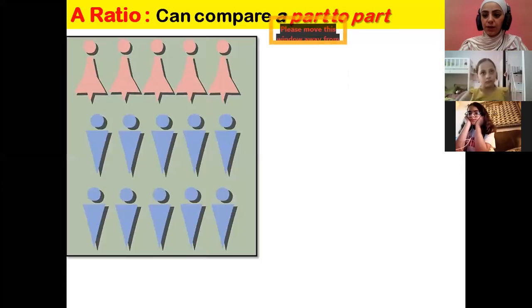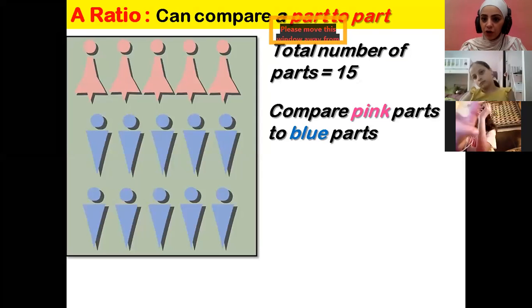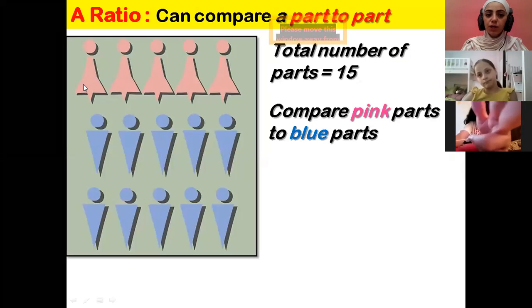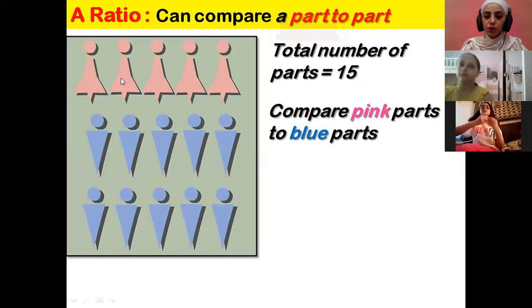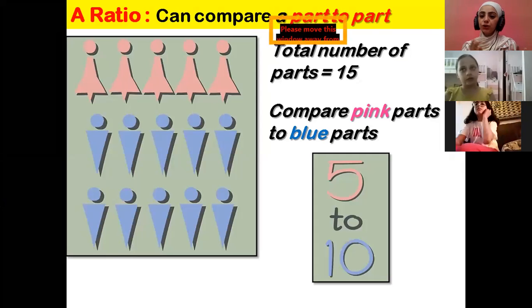Now, look at this graph. We have different shapes, pink and blue. The total number of the parts here is 15 altogether. The pink and blue altogether is 15. Compare pink parts to blue parts. So if you look at the pink, how many pink parts do we have? 1, 2, 3, 4, 5 pink parts. And the blue parts are 10. So it's 5 to 10. We use the word to, T-O, to compare. So 5 pink to 10 blue.